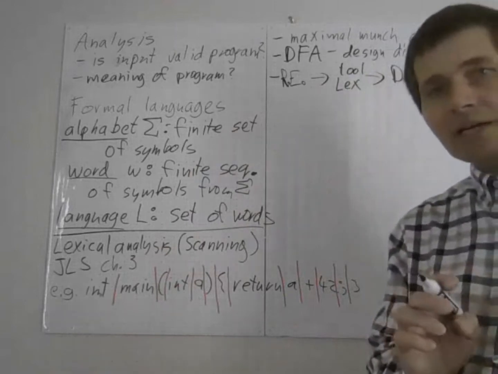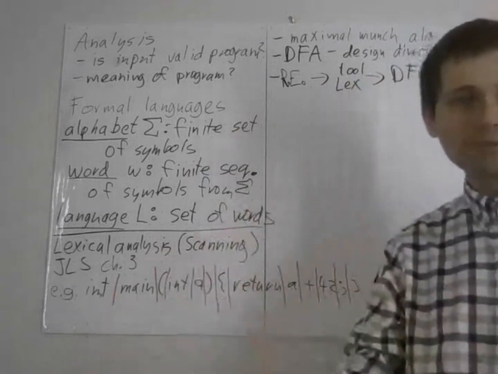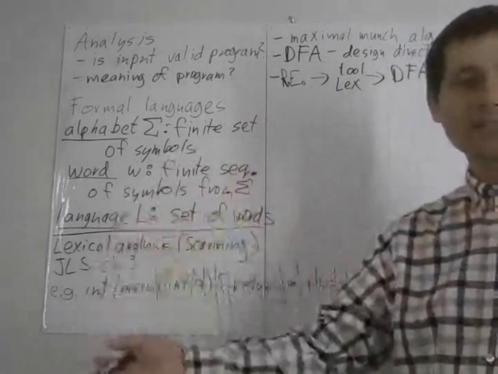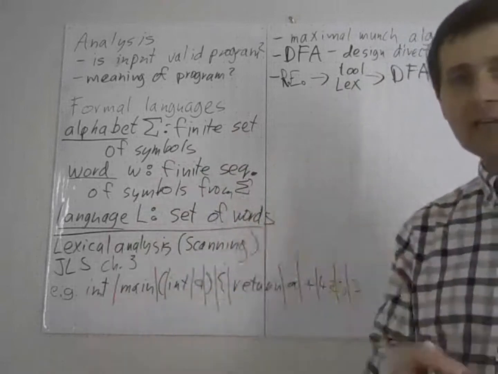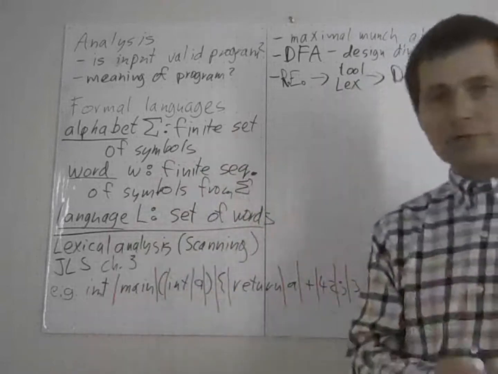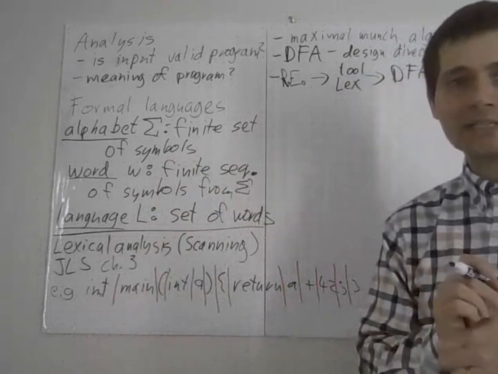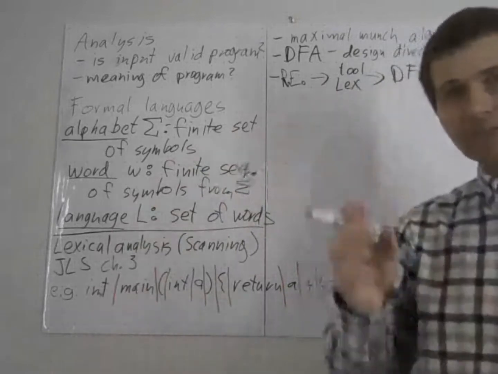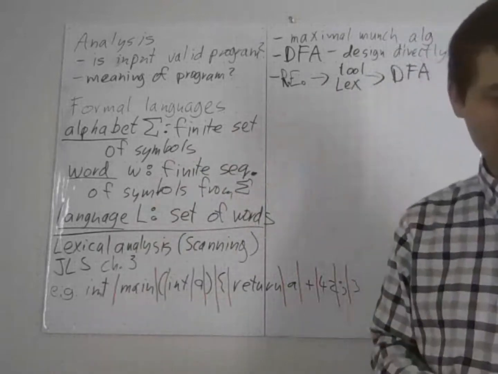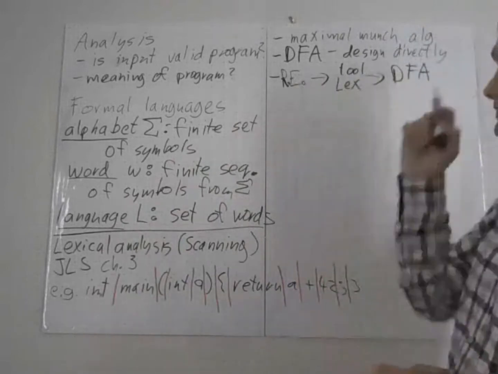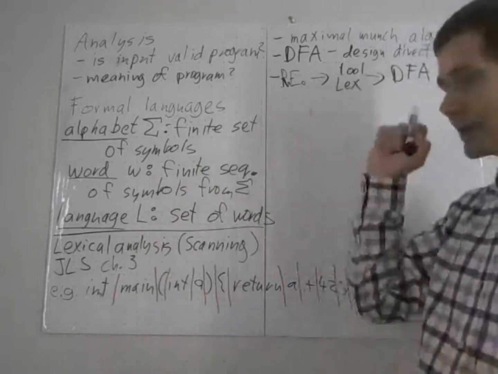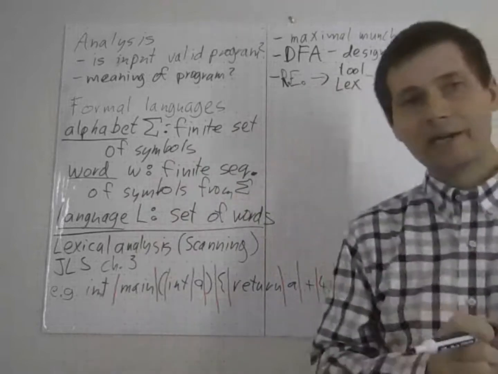Okay, so we've done scanning in CS444. What I want to talk about here is how Lex works. Because it's a common tool used to generate scanners, how does it actually work? How does it convert a regular expression or a set of regular expressions to a DFA?